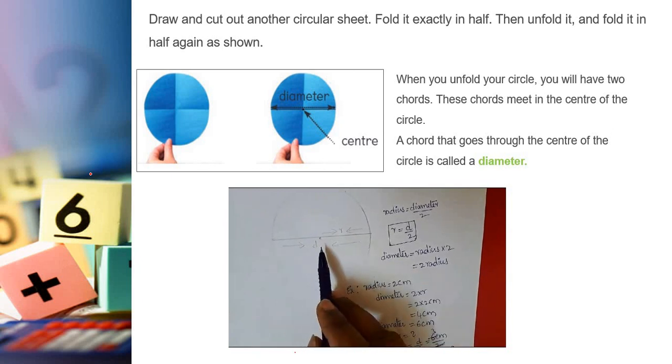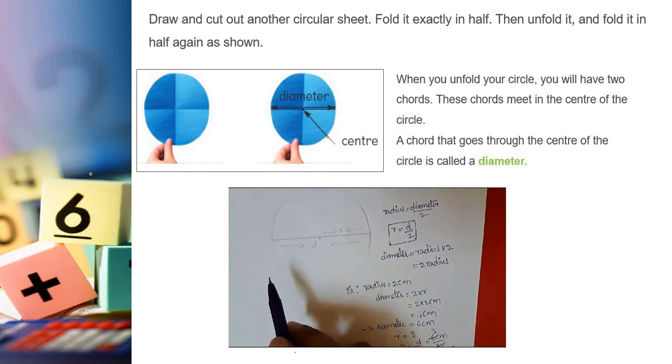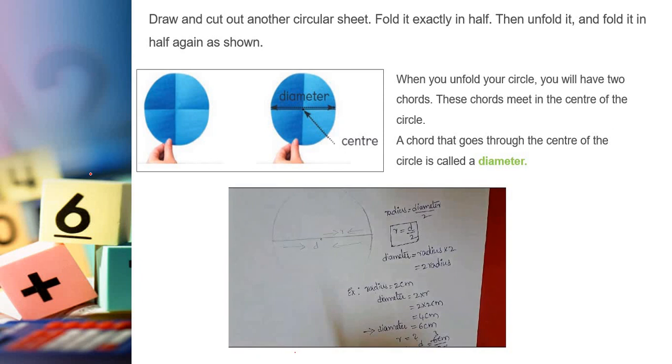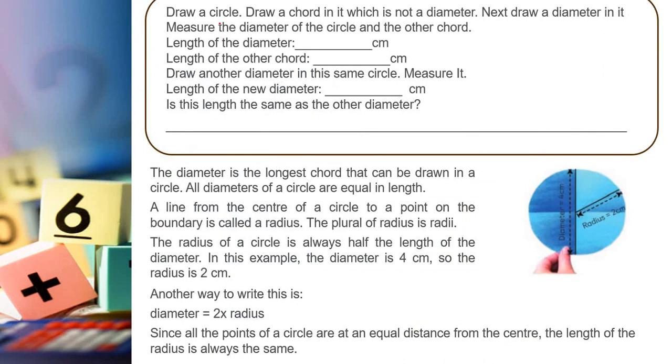A chord that goes through the center of the circle is called a diameter. Radius is half of the diameter. Diameter is equal to 2 times radius. Draw a circle. You have to draw a circle. Draw a chord in it, which is not a diameter. Next, draw a diameter in it.